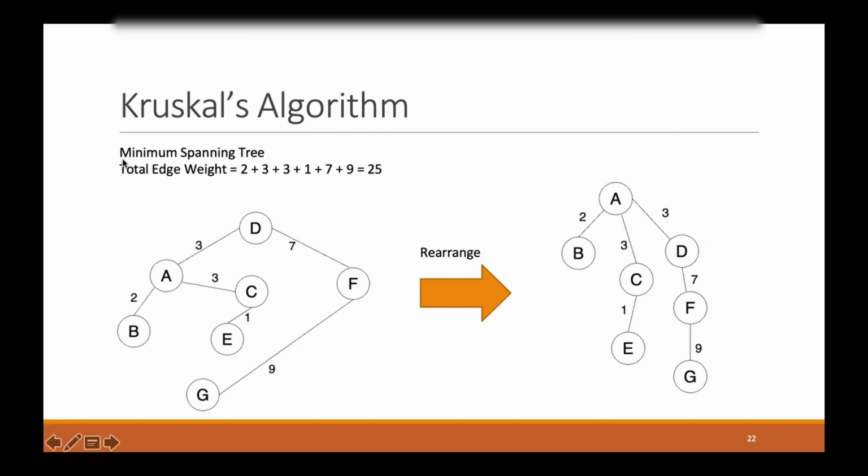So now we can calculate the total edge weight of this minimum spanning tree, and we just put all the numbers of the edges here and then sum it up. So we get 25. That is the total edge weight of the minimum spanning tree when we run Kruskal's algorithm in this.